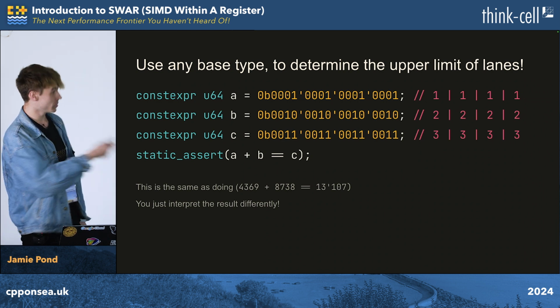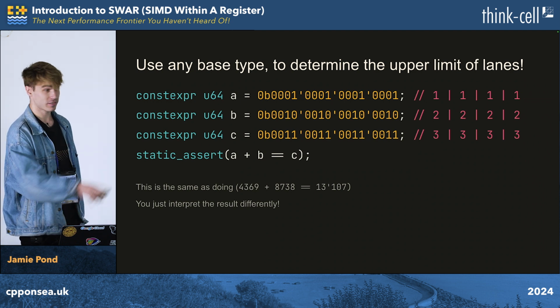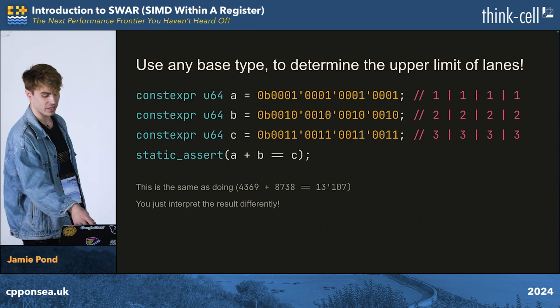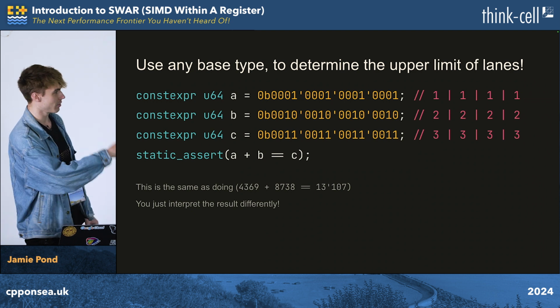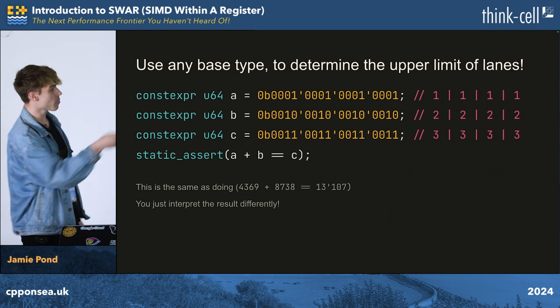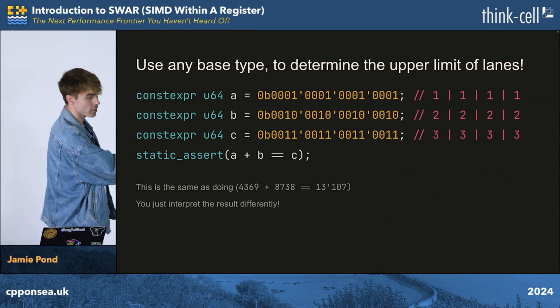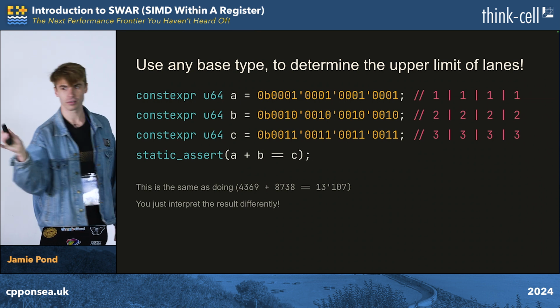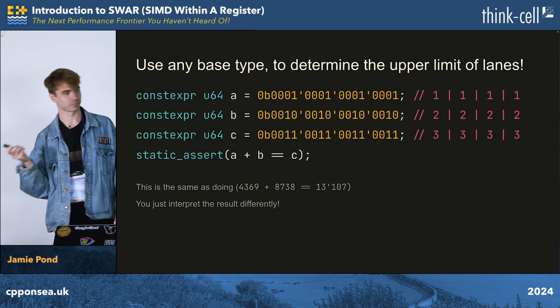And just, yes, to be very clear, what's happening here is you see we have all these lanes, but it's just one 64-bit add, and you can see that this is interpreted differently. It's 4,000 something plus 8,000 something equals 13,000 something. But you interpret this result differently, and it's pretty much a SIMD operation. Does that make sense? Okay, so the elephant in the room.